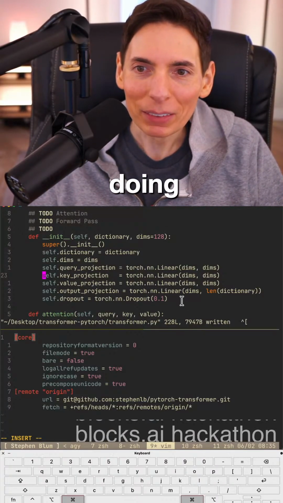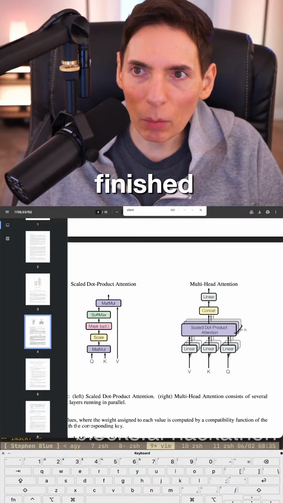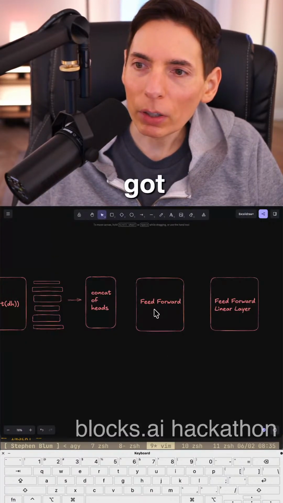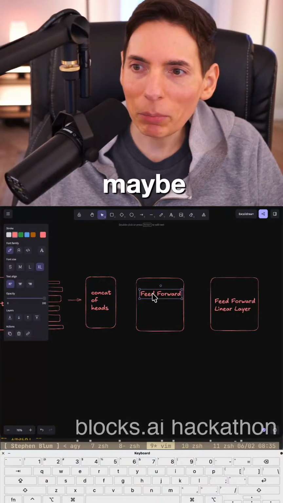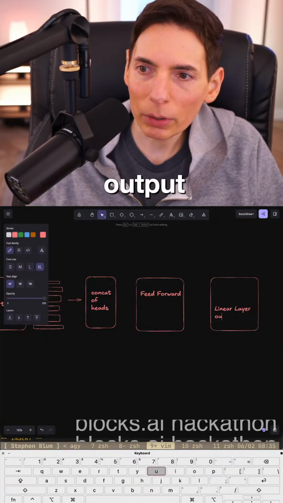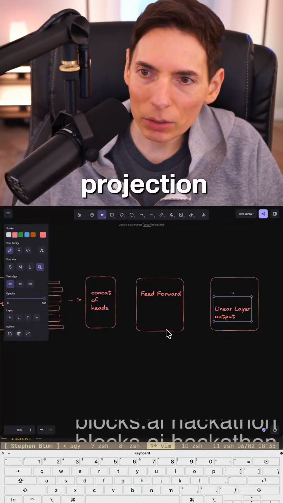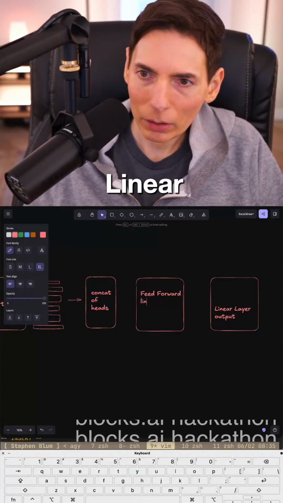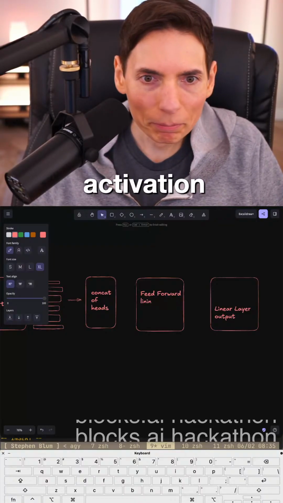We're creating ourselves a mini GPT. That's what we're doing. So we've nearly finished our diagram. We've got a feed forward, or maybe an MLP. Then we've got a linear layer for the output projection, and you've got a feed forward, which is going to be some linear plus the activation.